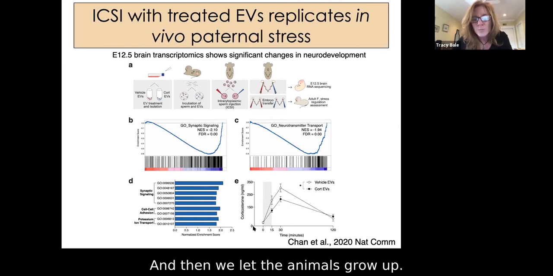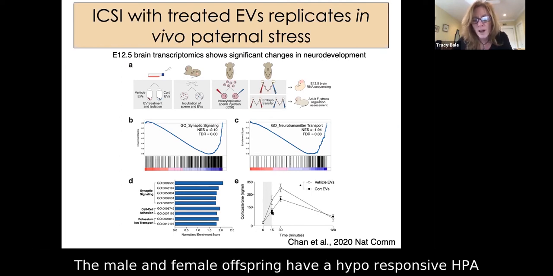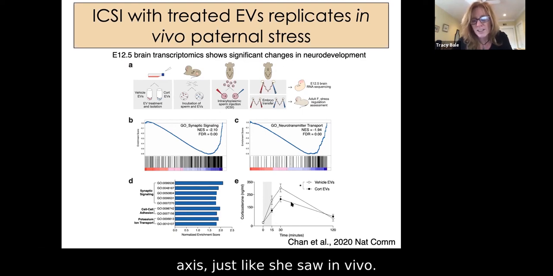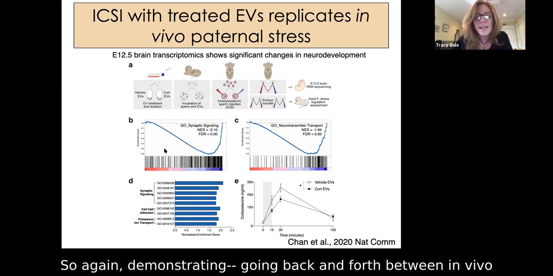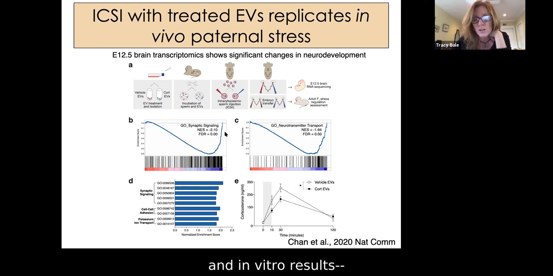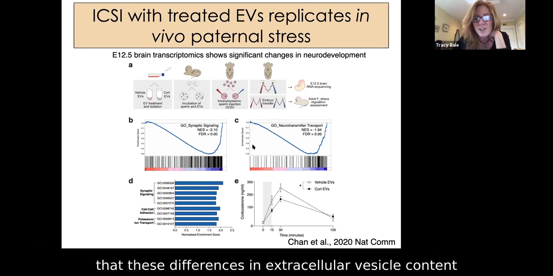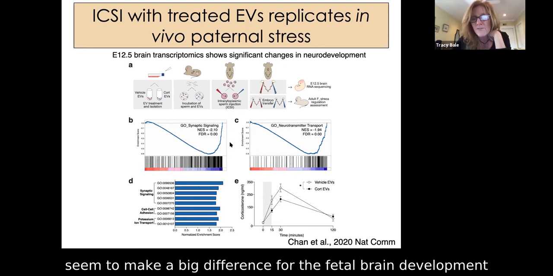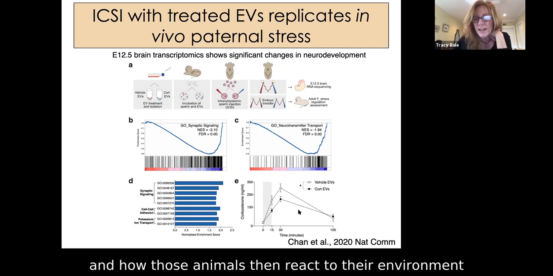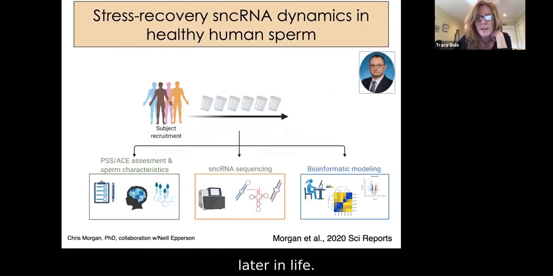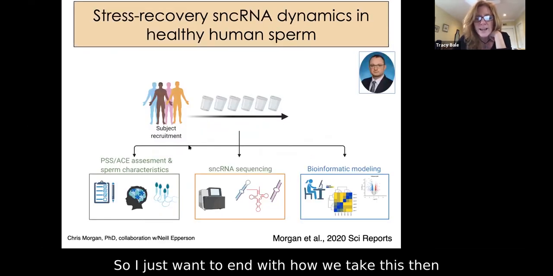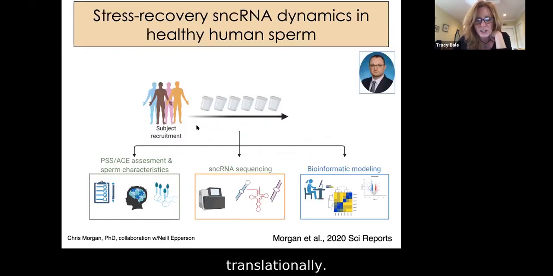And then when you let the animals grow up, the male and female offspring have a hypo-responsive HPA axis, just like she saw in vivo. So again, demonstrating, going back and forth between in vivo and in vitro results, that these differences in extracellular vesicle content seem to make a big difference for the fetal brain development and how those animals then react to their environment later in life. So I just want to end with how we take this then translationally.